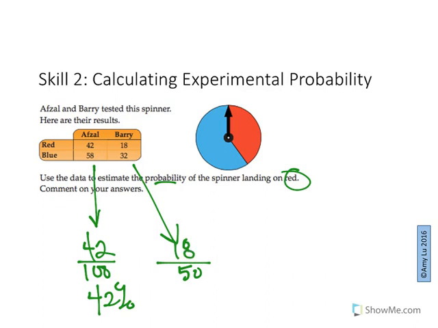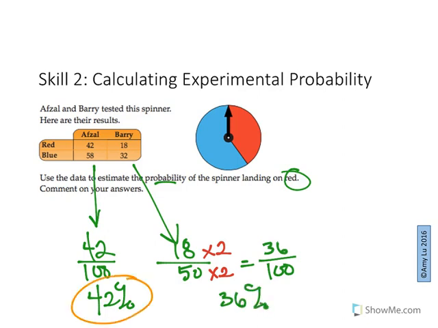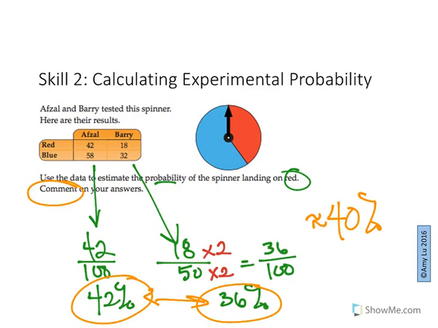Now to convert this into percent, remember we need to turn our denominator into 100, so I'm just simply going to multiply by 2. This makes 36 out of 100, which is 36%. So if we look at their two results and compare them, they're actually pretty close together. So a comment I would say is that the chances of it landing on red would be maybe 40% next time. That's something I would say, of course, in a complete sentence.